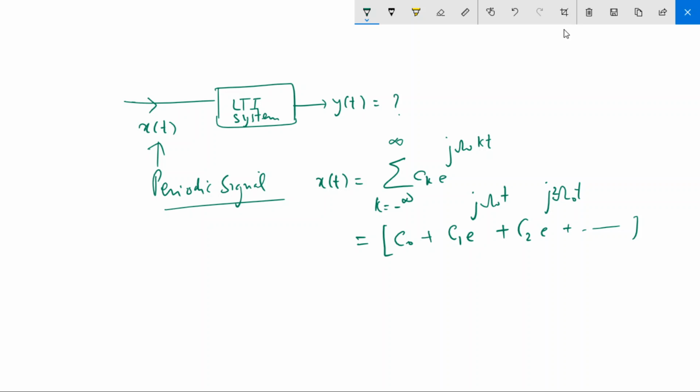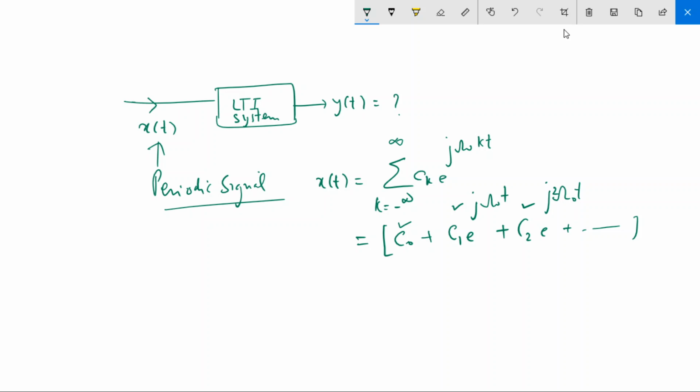So this signal is now a linear combination of different signals, and since the system itself is linear, linear system means that the output due to a linear combination of different inputs is equal to the sum of their individual outputs. This is the linearity property. It means I can calculate the output as the output due to this, plus the output due to this, plus the output due to this, and so on. If I combine all these individual outputs together, you get the output y(t) of the system.